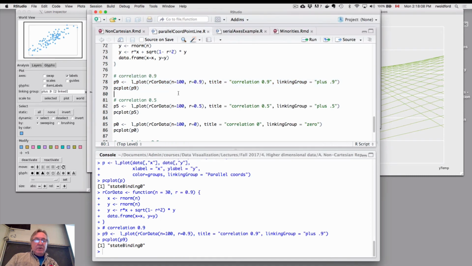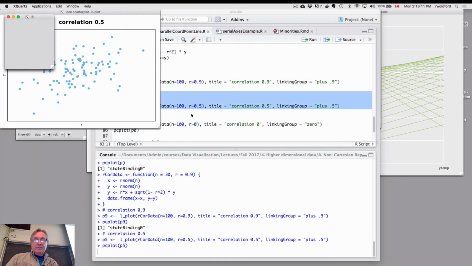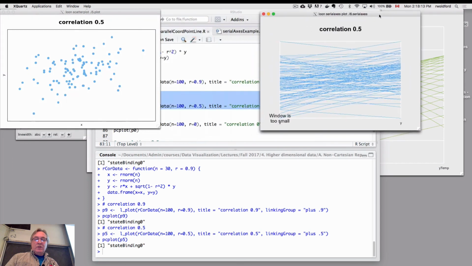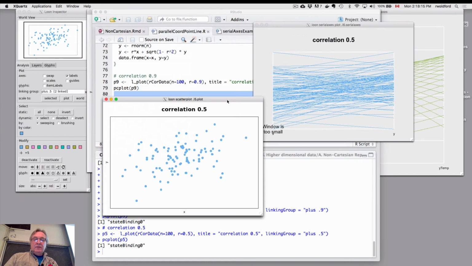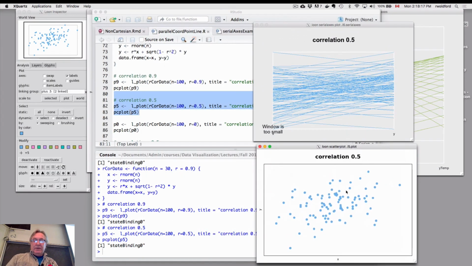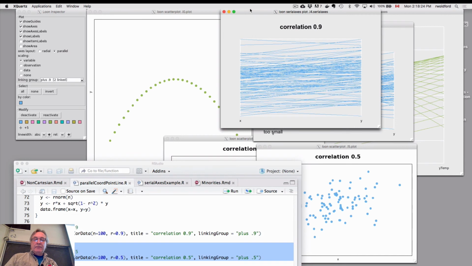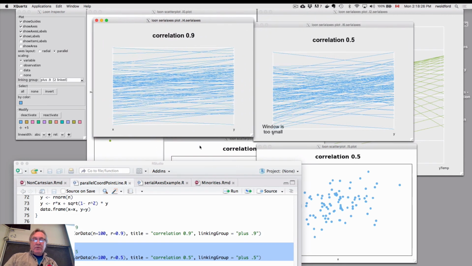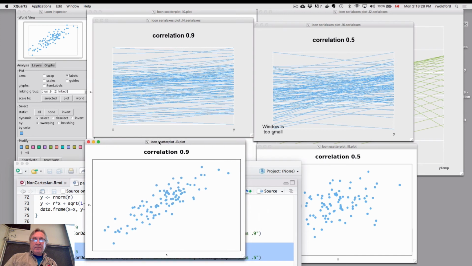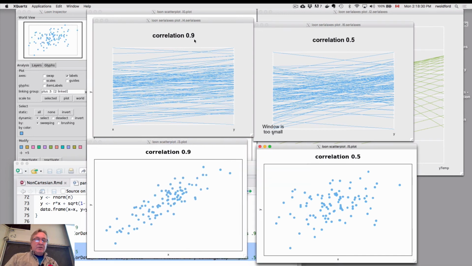Let's look at 0.5 correlation. 0.5 correlation, not nearly as strong, and you can see a little more crossover here. Let me just get the other one up here. So 0.9 and 0.5. So much stronger pattern here of near parallel, or at least going in the same direction, than there is here with the negative correlation. We saw that when we jittered as well.